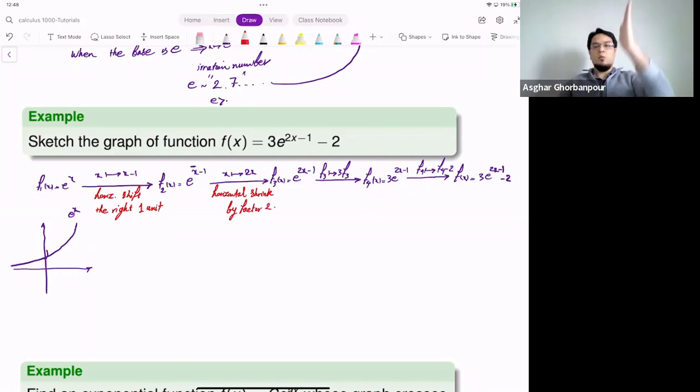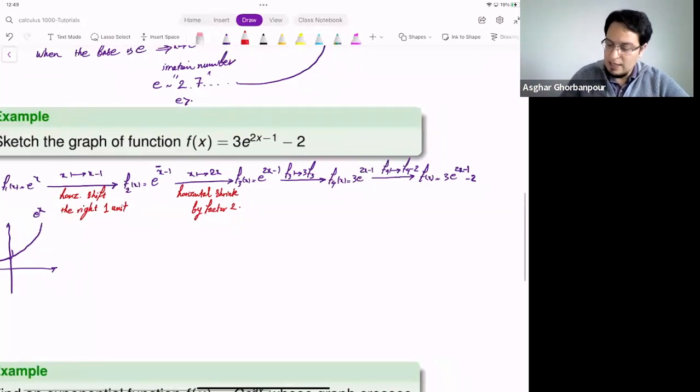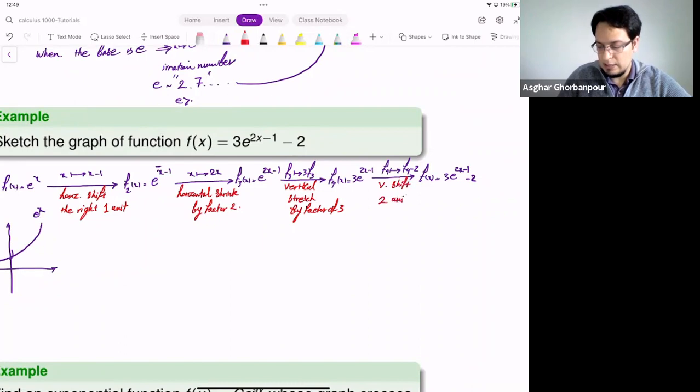It means that the y-axis stays the same, but everything else you multiply by half. It will get closer. So we are shrinking the function horizontally. If 3, you multiply the whole function by 3, that means that we are vertically stretching by a factor of 3. And well, the last one is the vertical shift 2 units downward.